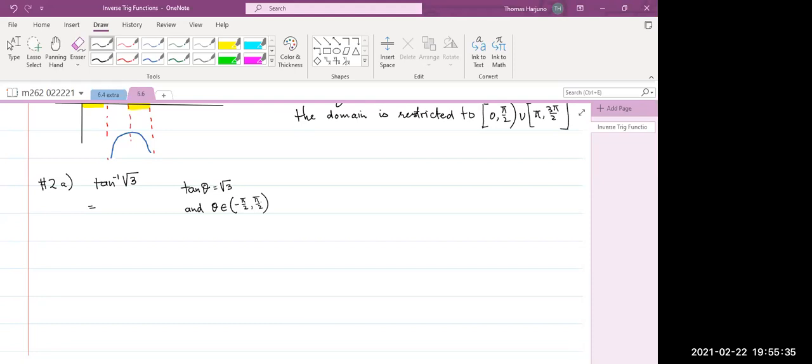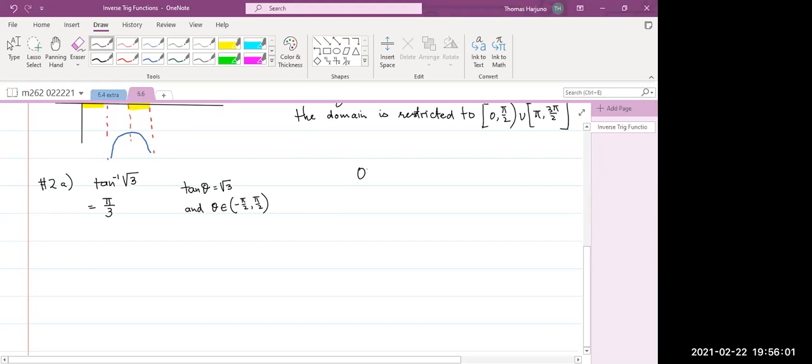What is the angle? Because the argument is positive, the angle must be in quadrant 1. Now, tangent of what in quadrant 1 gives us radical 3? That will be, uh-oh, you don't remember? Pi over 3. Please remember that though.